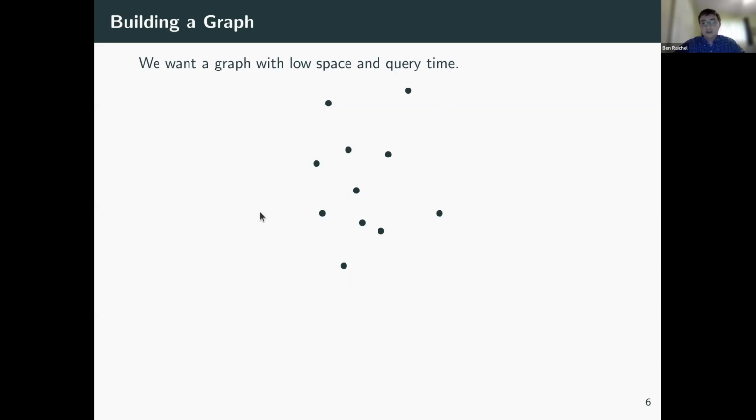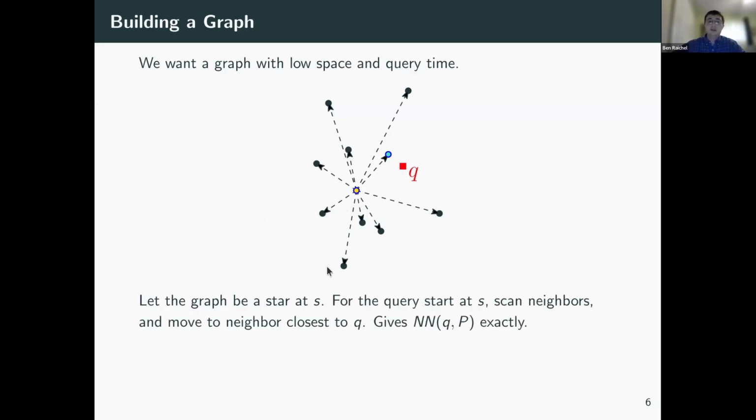So if these are my points, then a very naive first-level approximation would be to build the star graph. I pick an arbitrary point, call that my starting point, and then I just add all the edges from this point to every other vertex. If I do this, then when a query comes in, I just scan my neighbors and take the one closest to Q, and lo and behold, I have the exact nearest neighbor. But obviously this solution is junk.